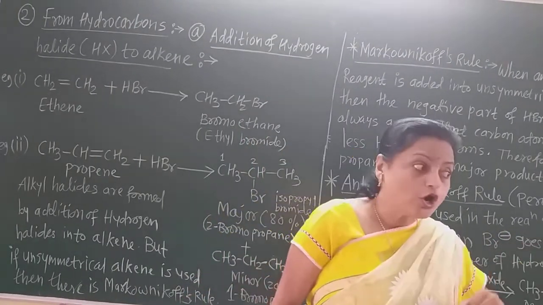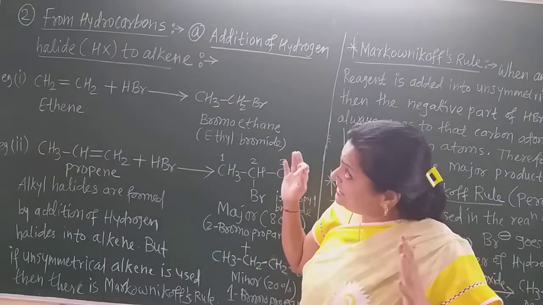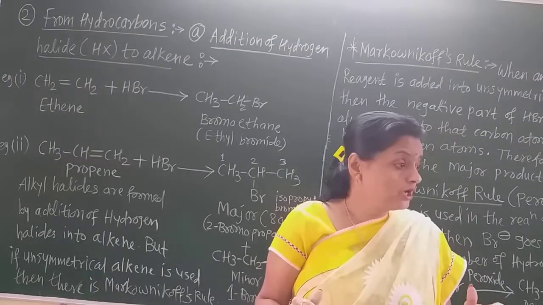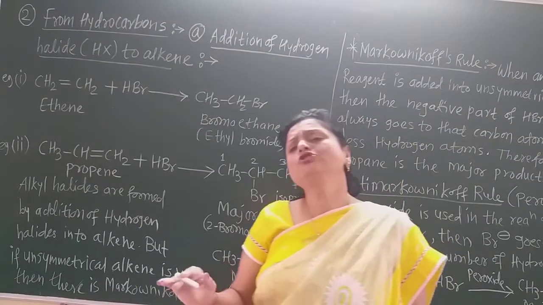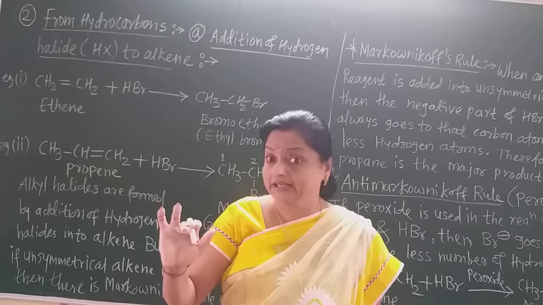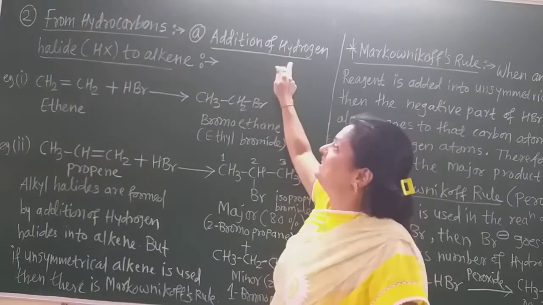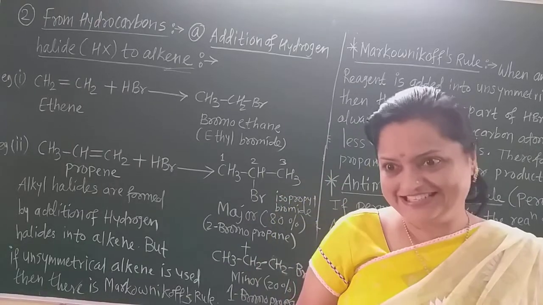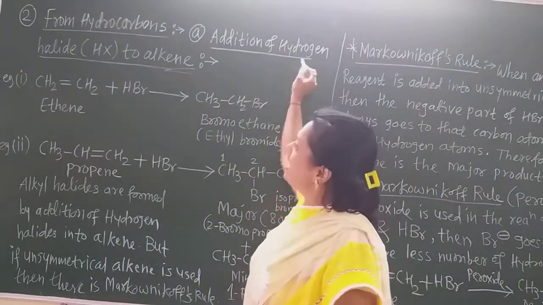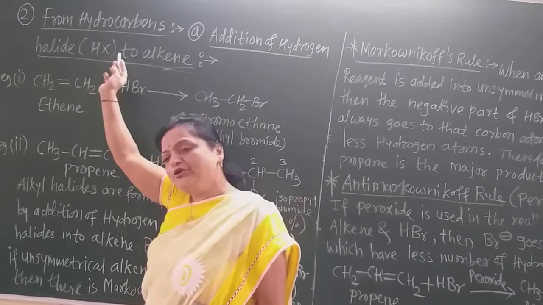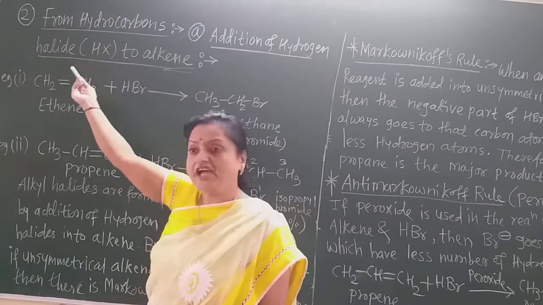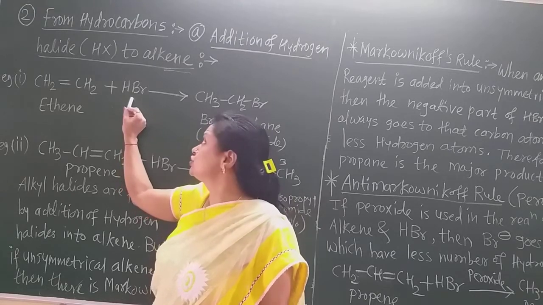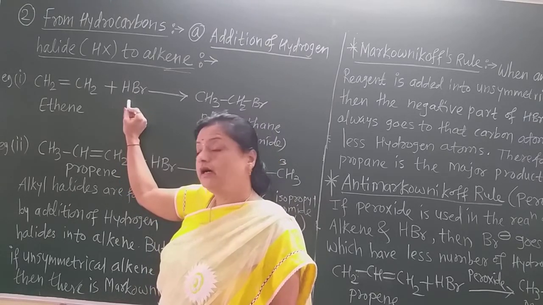These are the hydrocarbons. But in this method, we are not preparing the alkyl halides by using alkane because that is not a very convenient method. But by using alkene, we can easily form the alkyl halides. So addition of hydrogen halide, HX, means any hydrogen halide: HCl, HBr, HI. Now you can take here HCl also or HBr also, HI also in the example.